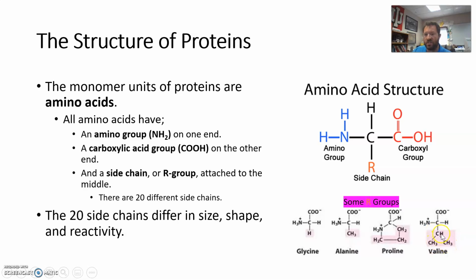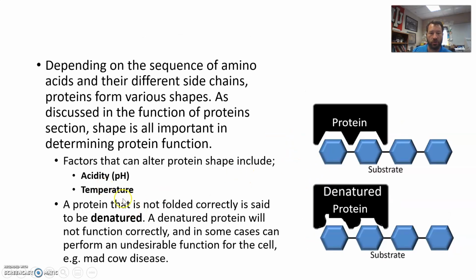And that's what makes each amino acid unique, is that side chain. Some are big, some are small, some are circular, some are shaped like a Y. All sorts of different sizes, all sorts of different shapes. And we won't get much into this in this class, but all sorts of different reactivities as well. Some react with acid, some react with temperature.